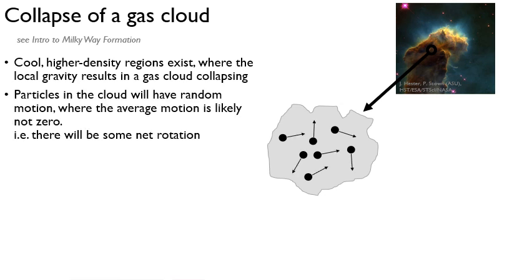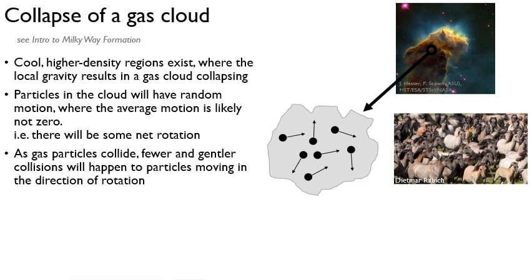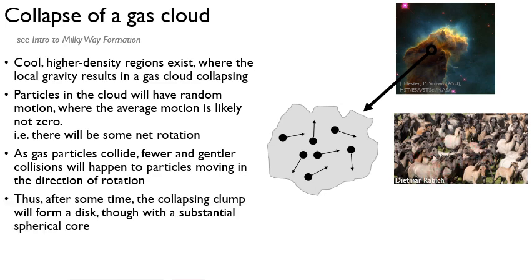And the particles that are inside this gas cloud, they're going to have some random motion. And in all likelihood, there's going to be some net rotation. So if I add up all the leftward motion and I subtract all the rightward motion, then odds are it's not going to perfectly cancel. There's going to be some general rotation here. And as they collide, they're going to kind of homogenize. It's going to be easier basically to just follow the stream of rotating particles. And so in general, particles are going to begin to rotate in the same direction.